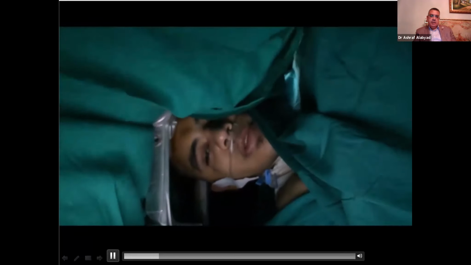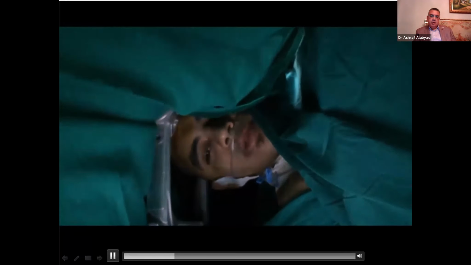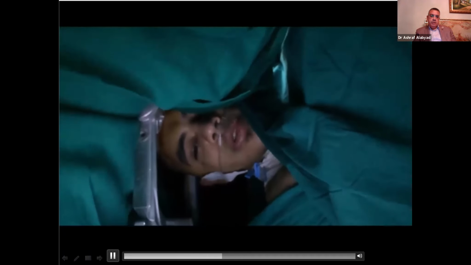This is an example of a patient who underwent awake craniotomy. As you can see, he's about 15 years old. And he was very cooperative during surgery.